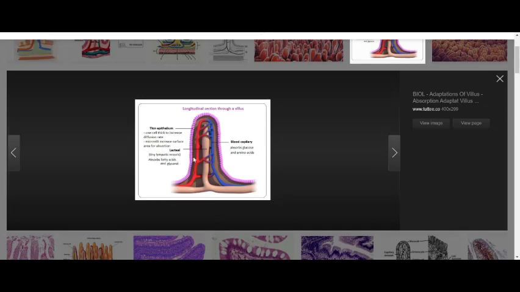Now, in the middle of this villus, there is another structure. This is actually one part of your lymphatic system, which is called a lacteal. The lacteal is where the fatty acids and the glycerol are absorbed from the lumen.